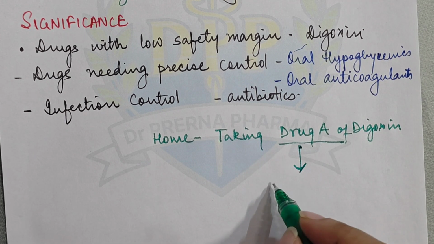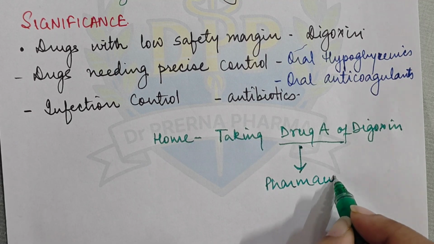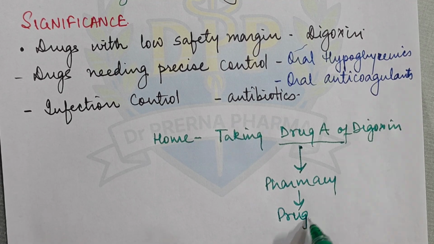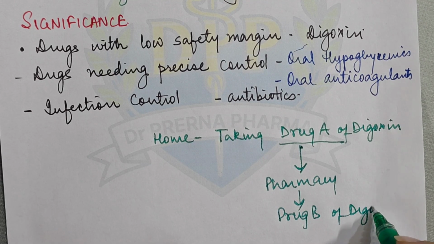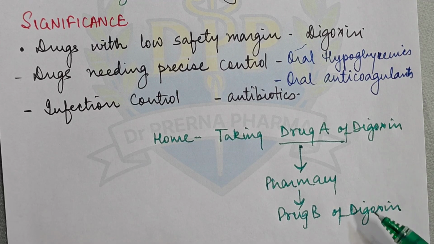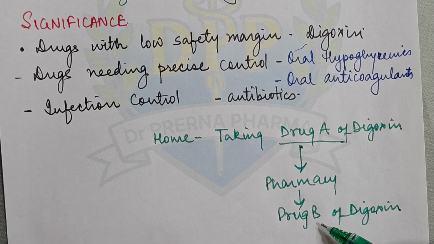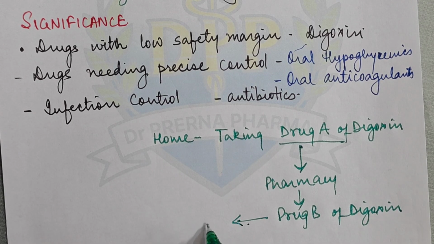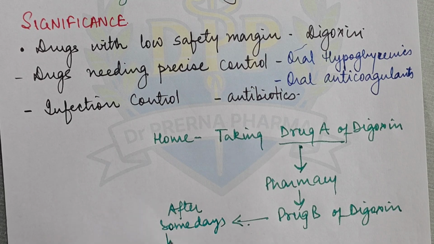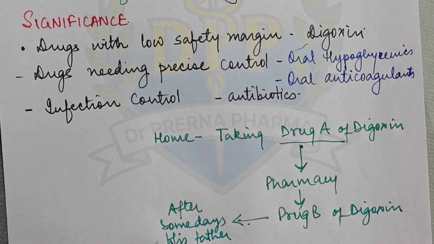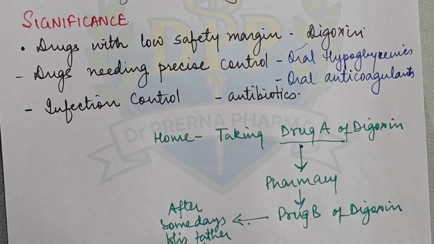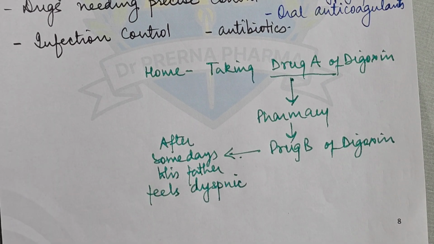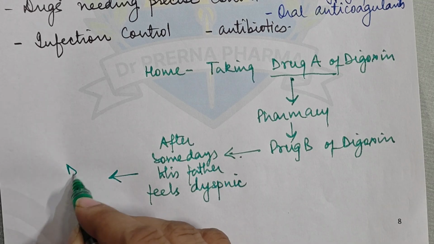So what the son does, he goes to the pharmacy, and in the pharmacy he purchases drug B of digoxin. Same, everything same, 500 milligram, 200 milligram digoxin उसने खरीद लिया drug A की जगह drug B, किसी और कंपनी का, some other company drug B. Now he brings it home and he gives it to his father. But after some days, his father feels dyspneic, as in his father has difficulty in breathing. So he goes to the doctor.